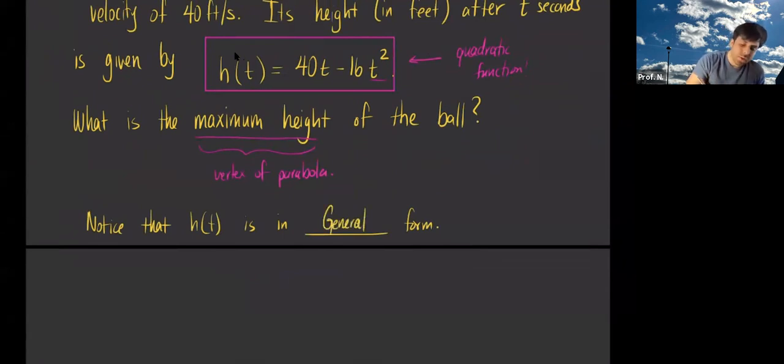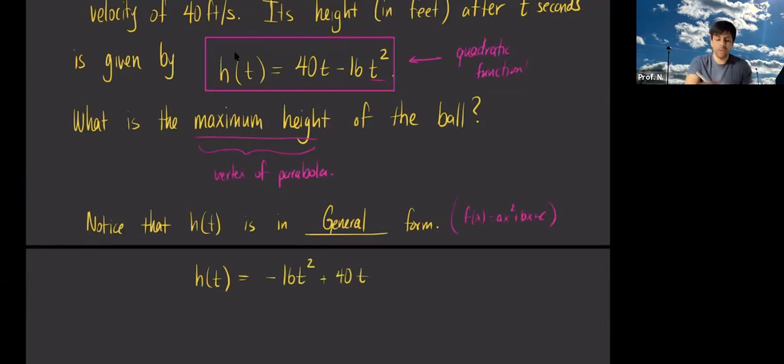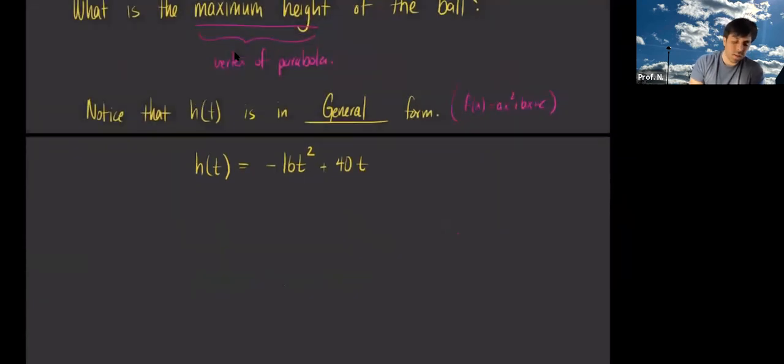So if you look at the general form again, what's the general form? f of x equals ax squared plus bx plus c. So if you want, we can rearrange the numbers here. So h of t is negative 16t squared plus 40t, right? I just switched around the order of these terms because the x squared term is usually first. So you should be able to do that without blinking an eye.